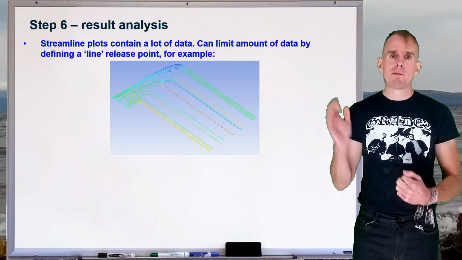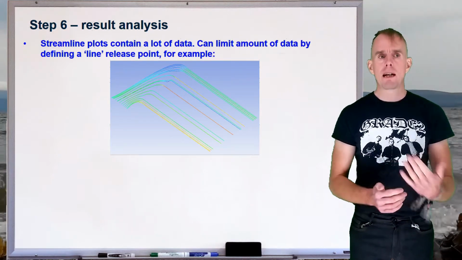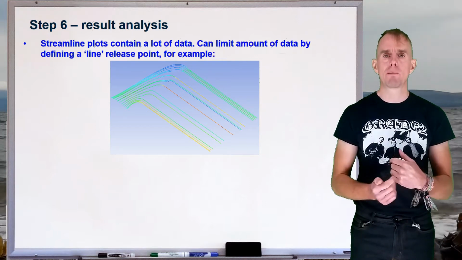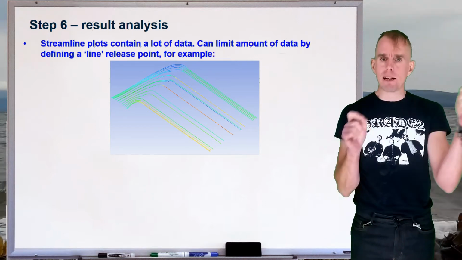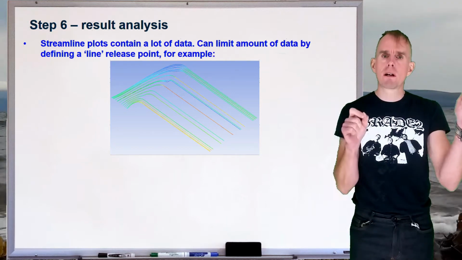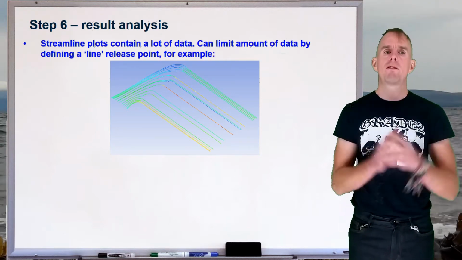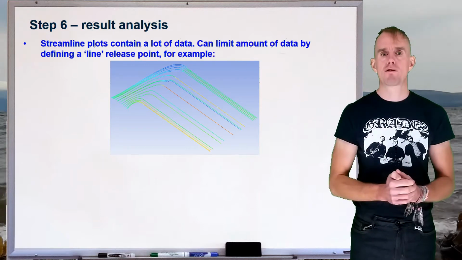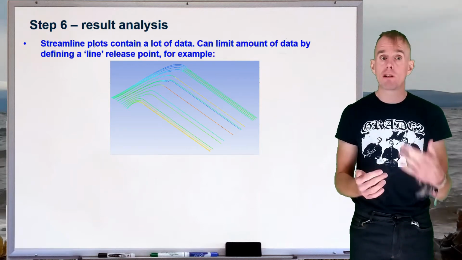You can, however, use streamline plots in a more selective manner. The image I've put on the whiteboard now is a streamline plot where I've defined a line and said just release streamlines from this line. And you can see far more clearly now where those streamlines go. You can do the same with just a single point.